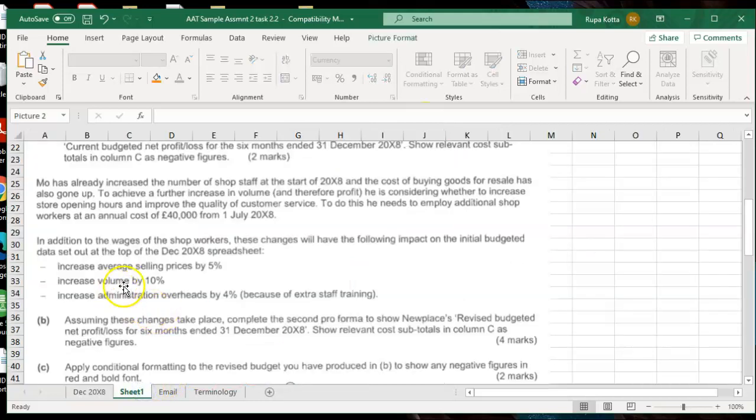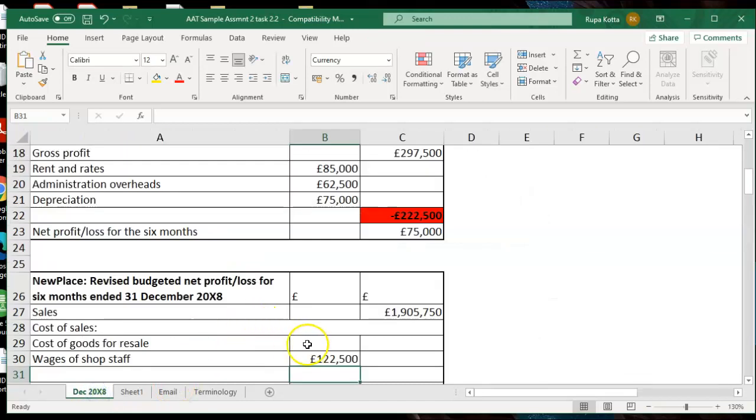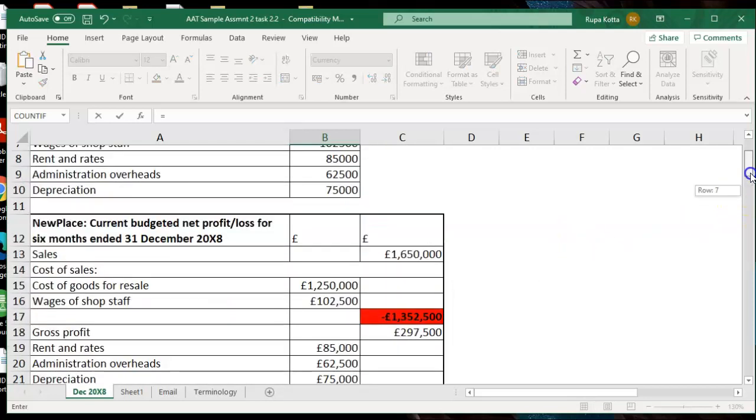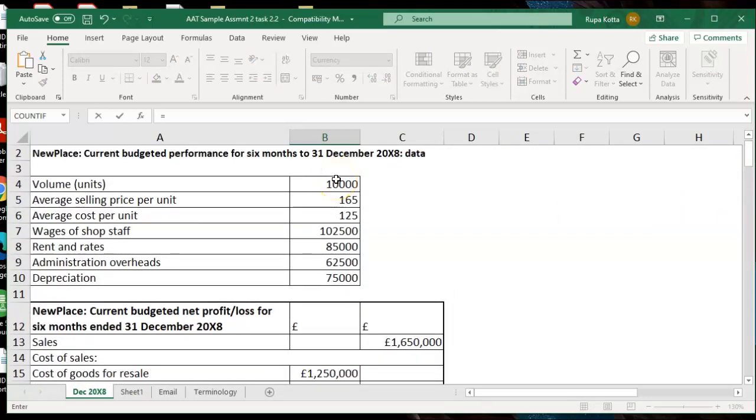So we increased the volume, we increased the administration overhead, we increased the selling price, we increased the wages. So I think assuming that everything else will remain constant. So cost of goods for resale, cost is 125 pounds per unit, which was already given to you. But again, you need to calculate this at the increased sales. So increased sales were 10% higher than this one.